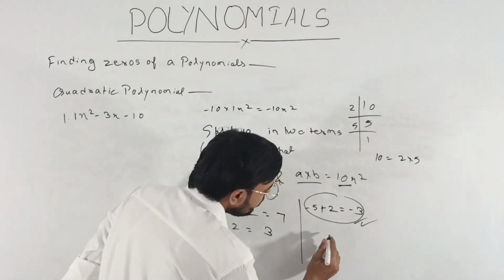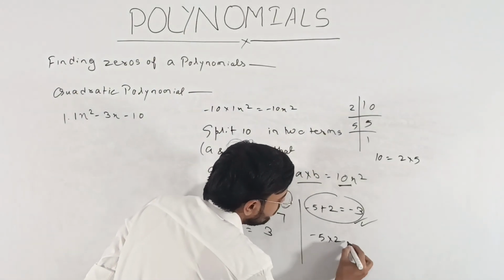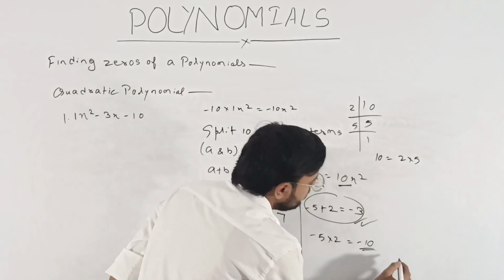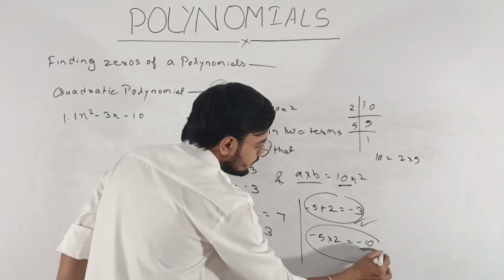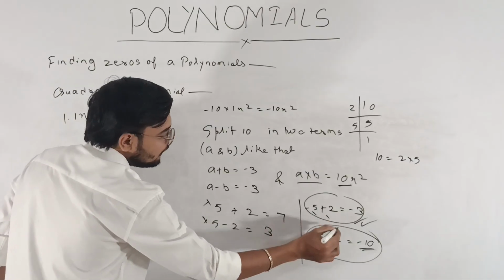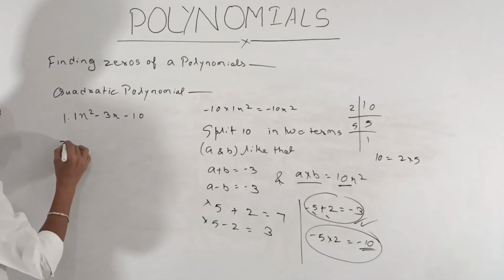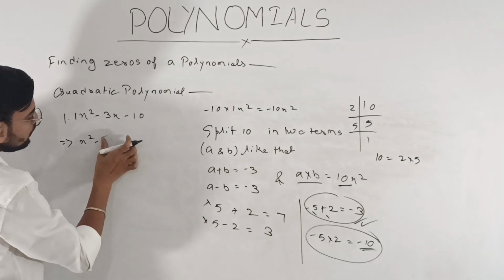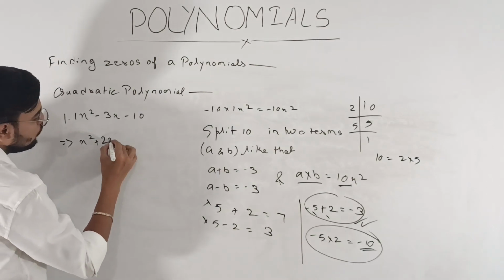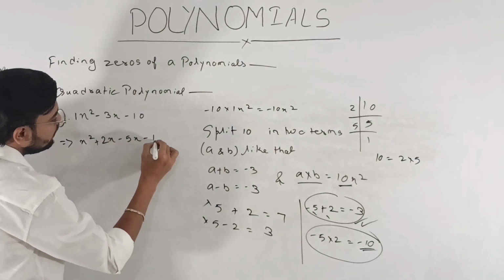Now for this, first term minus 5, second term 2. Now multiply this, we get minus 5 multiplied by 2, we get minus 10. Now this is our two terms. First term is minus 5, second term is 2. Now right here, x square, first I write plus 2x minus 5x minus 10.